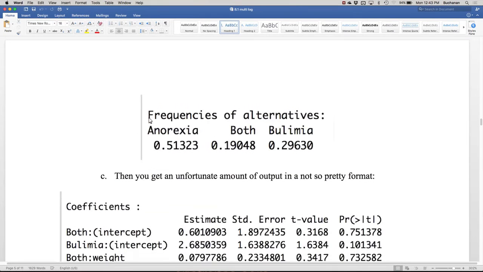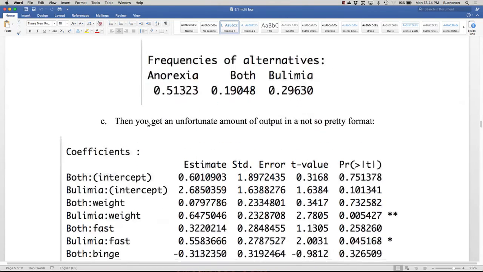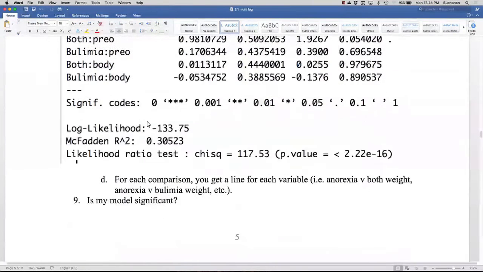So you should get this giant output. As the first part of the output, it actually gives you percentages. So if you forgot to check if the ratio of cases was okay, that's in proportions. The unfortunate amount of output in not so pretty format, giant code here.